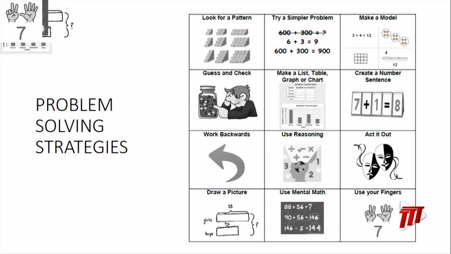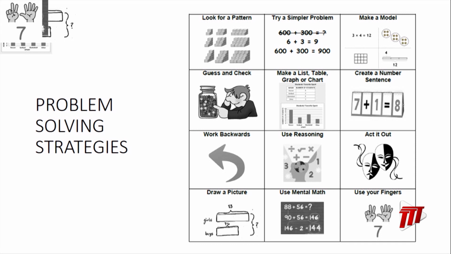Act it out. Again, in the 2019 paper, there was one question where two boys were turning. One was turning half a turn and the other one was doing a quarter turn in a clockwise direction. You could very well act that out in your mind. You could see Mike turning half turns and Joey turning quarter turns. So you could act it out as well.